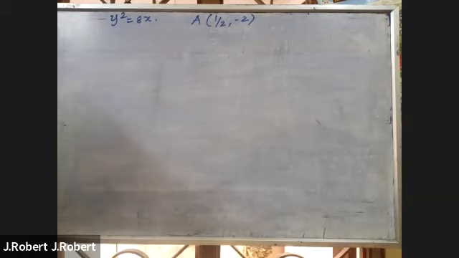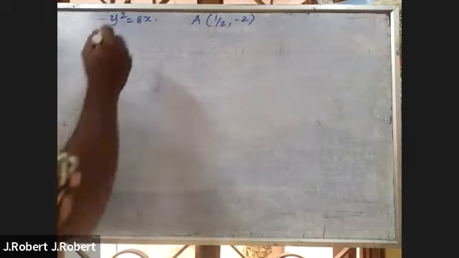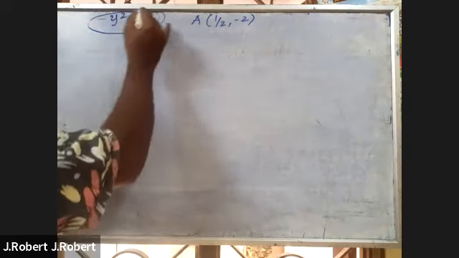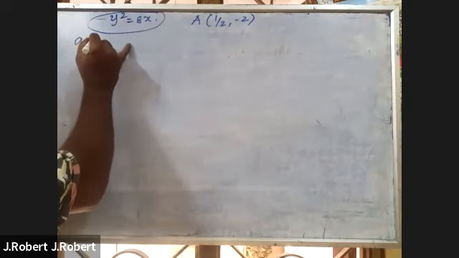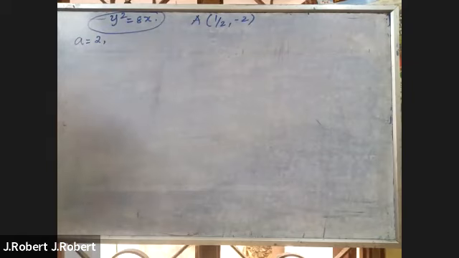Okay, listen here, it is given that y squared is equals to 4ax, and here a is equals to 2.